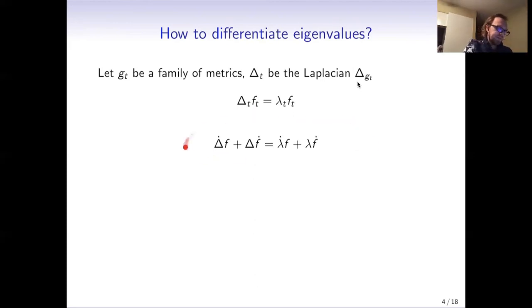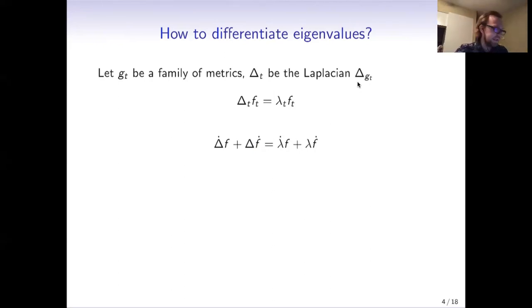So I have this equality, right? So this one is this. You could try to extract lambda dot from this. However, there's one very annoying part, which is that it depends on f dot. In general, you can prove the existence of this f_t, but actually finding this f_t explicitly is hard. There's no real hope to be able to compute f dot explicitly. So you would like a formula for lambda dot which is only in terms of f.